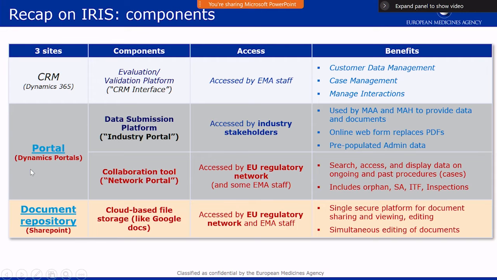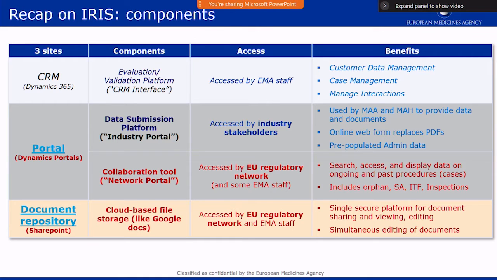So let's talk maybe a bit more about the technology and the components of IRIS. So we can summarize IRIS into, let's say, 3 sides plus a document repository. So I'm going to start with the last one, the document repository. The one that we are using is actually SharePoint. And as you know, SharePoint is a cloud-based file storage. And this is accessed by the EU regulatory network, of course, and by EMA staff. And you as company users, you will also be able to access certain areas of SharePoint. The idea is that this will offer a secure platform for document sharing and viewing.